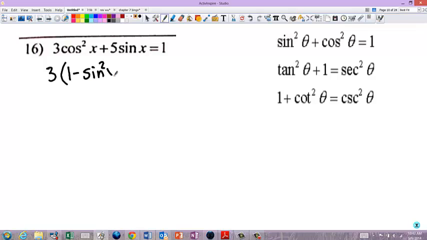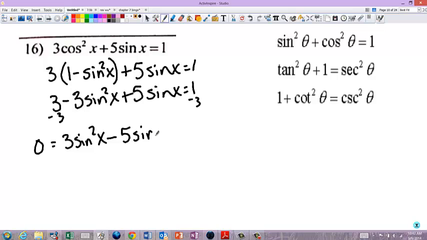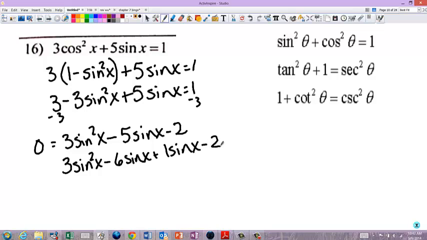So I'm going to replace cosine squared with 1 minus sine squared, plus 5 sine equals 1. 3 minus 3 sine squared plus 5 sine. I'm going to get everything onto the right side. So it's going to be 0 equals 3 sine squared minus 5 sine minus 2. Please tell me it'll factor. Yes, into negative 6 and positive 1. So 3 sine squared minus 6 sine plus 1 sine minus 2.